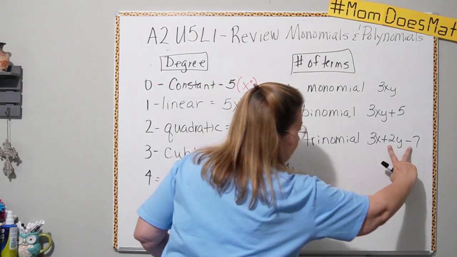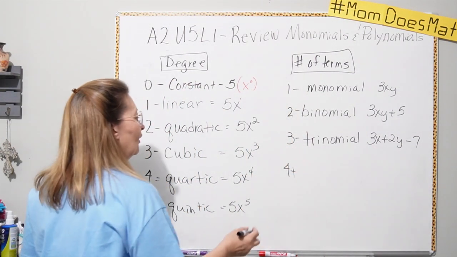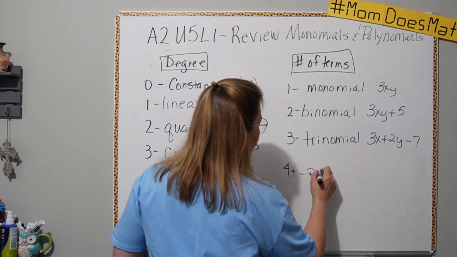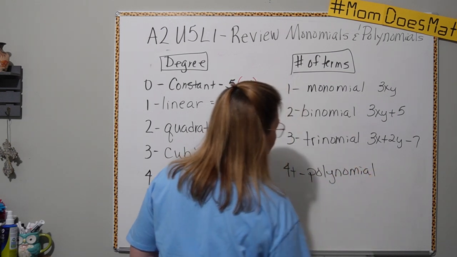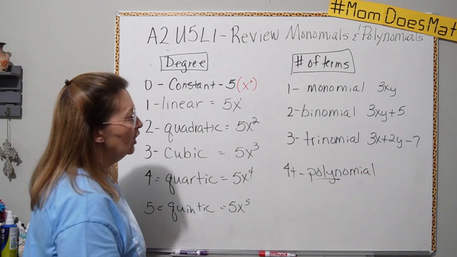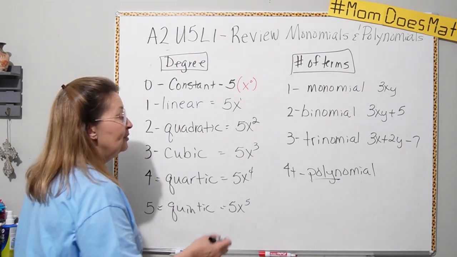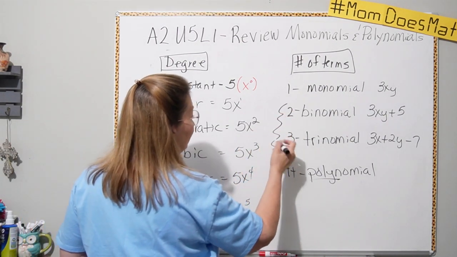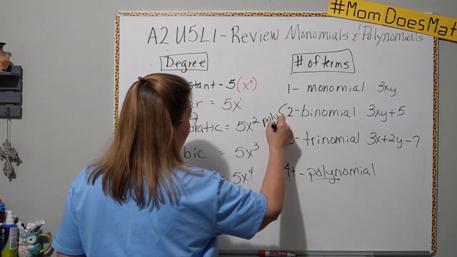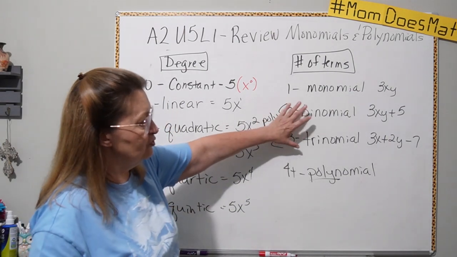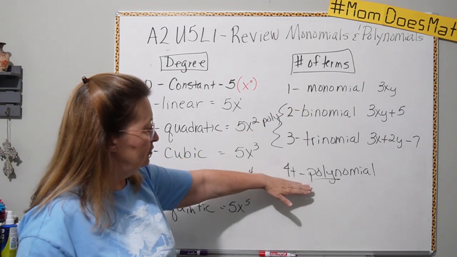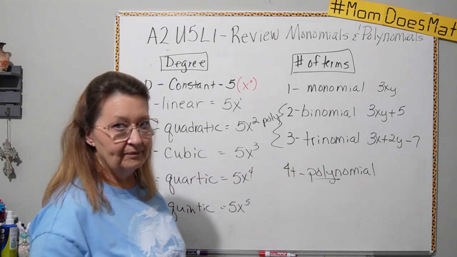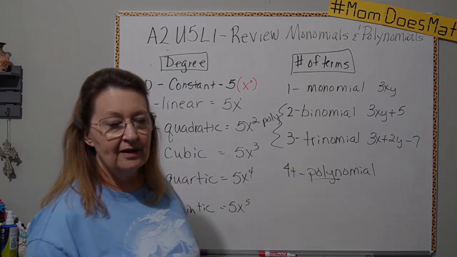Two signs, three terms. Now, anything larger than that is just called a polynomial. Poly means many, nomial means term. And to be honest, even binomials and trinomials are polys. We just have special names for those. But they are also polynomials, just like a 4 or more is. Okay, so let's try to classify some.